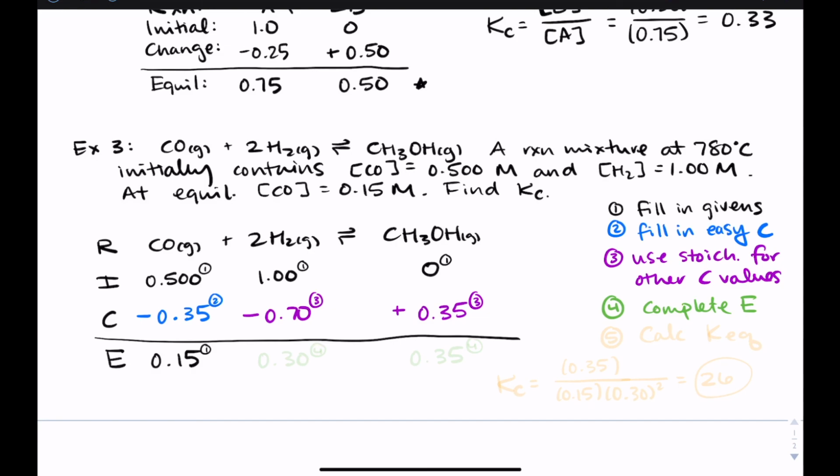Once you have the change row in, you would complete the equilibrium row. So for CO, it was given. For H2, 1 minus 0.7 is 0.3. For CH3OH, 0 plus 0.35 is 0.35. And now I have all of the numbers I need to calculate my equilibrium constant. So it's CH3OH divided by CO times H2 squared. So 0.35 over 0.15 times 0.3 squared, and you get an equilibrium constant of 26.